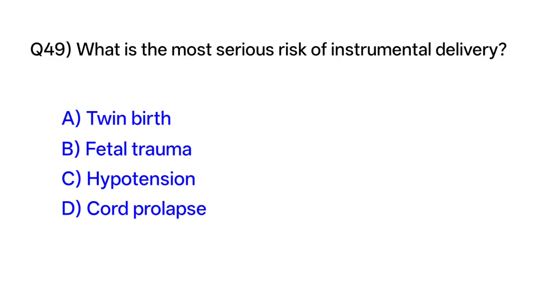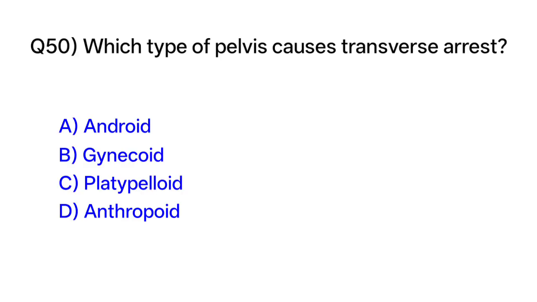Question number 49. What is the most serious risk of instrumental delivery? The correct option is B. Fetal trauma. Question number 50. Which type of pelvis causes transverse arrest? The correct option is A. Android.